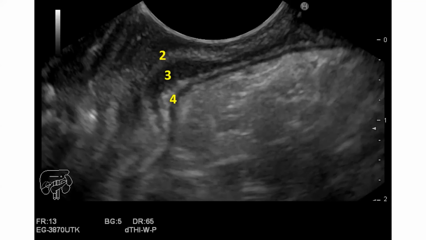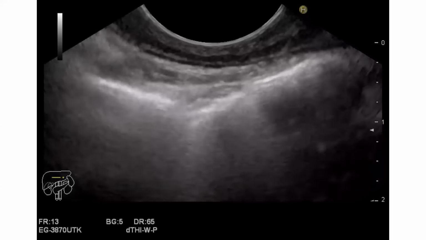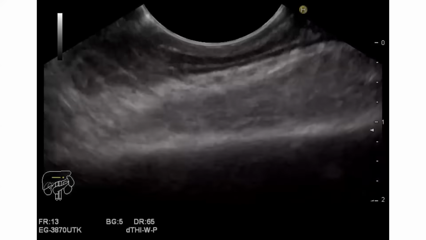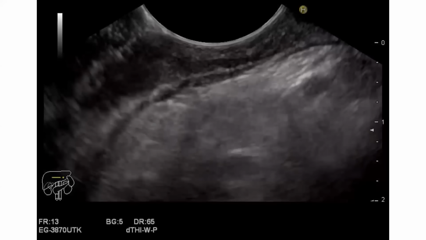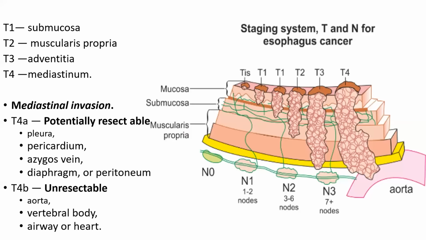So here is where we see that there is a thickness, there is a cancer, there are layers 1, 2, 3, 4 at the OG junction, and then we see that there is a node just outside the wall of the esophagus. Again, this is just a diagram to show what is a T1 tumor, what is T2, T3 tumor, and T4 tumor. So T1 tumor is only in the submucosa, T2 goes beyond into the muscularis propria. T3 goes outside the muscularis propria, and T4 goes into the mediastinum.